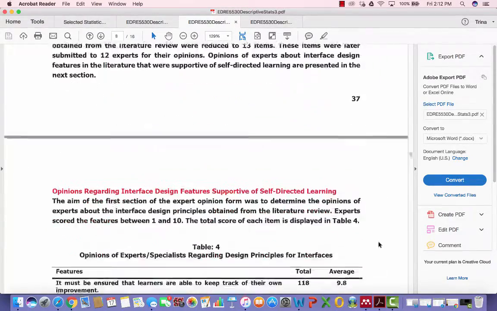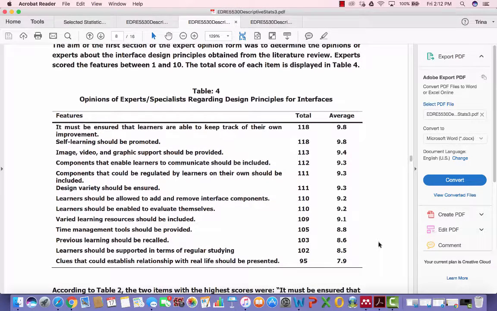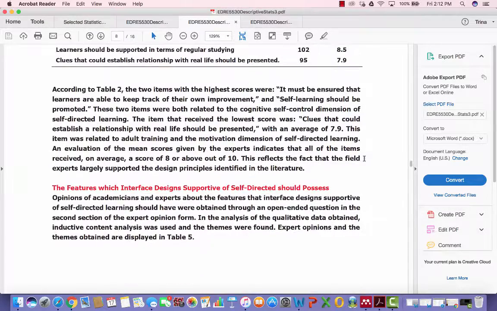Table 4, here in the findings section, presents the results of the experts rating the importance of design principles on a scale from 1 to 10. The overall total, or the sum of all the scores, is what that total is. And then they listed the mean, and they used average, which it's not really average. A better quantitative term would have been mean, and they probably should have included a standard deviation as well, but that's what they included.